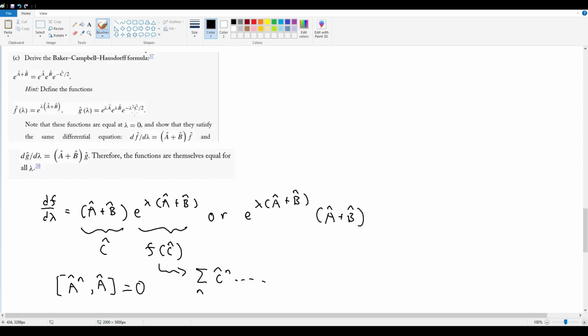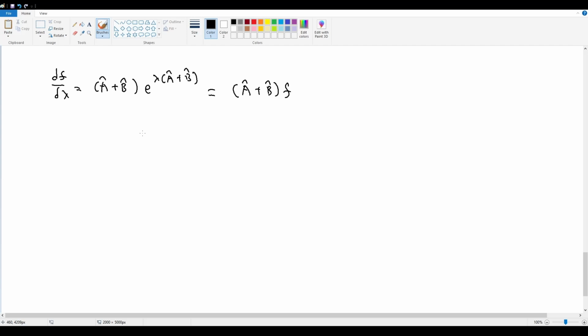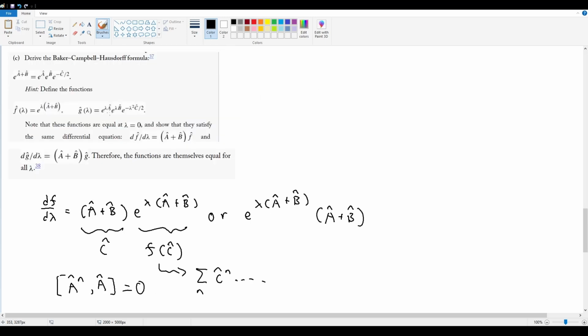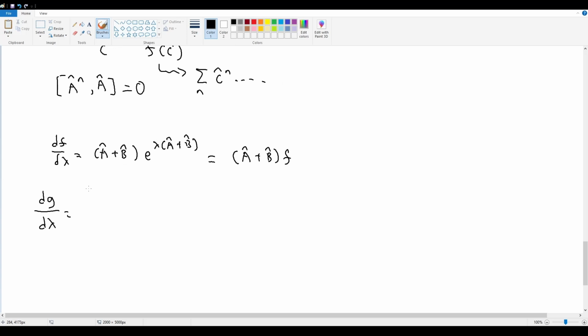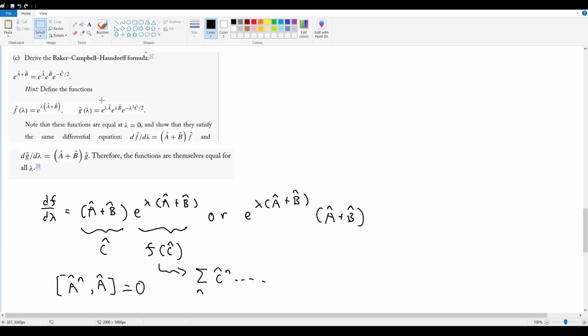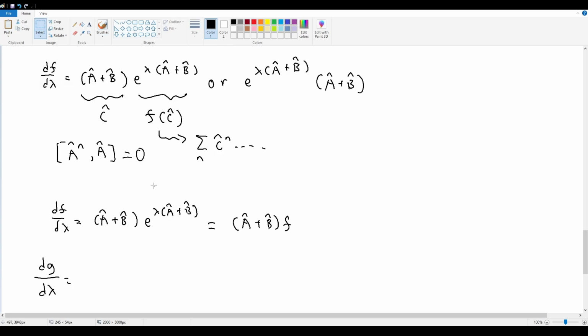g is 3 exponentials, not necessarily complex, but 3 exponentials. So I have to use the chain rule here and be really careful about the order that I'm doing it. dg by d lambda is going to be, so term number 1 is going to start. Actually, I'm going to bring this down here so I can see it.